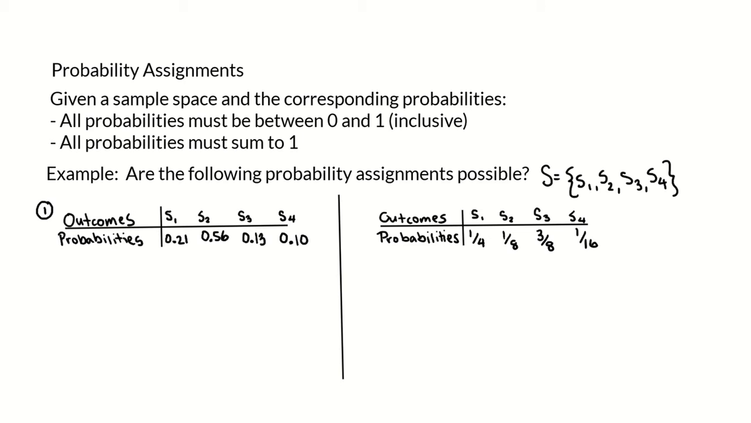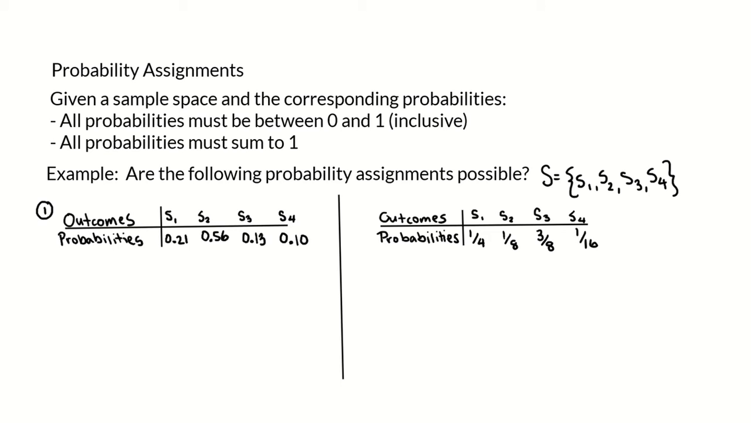When looking at probability assignments for a particular situation, we can check a couple of things to make sure that the probabilities are possible or valid. The things that we need to check are that all probabilities are between 0 and 1, and that's including 0 and 1. We could have a probability of 0 or a probability of 1. And then all probabilities in the situation need to sum to 1.